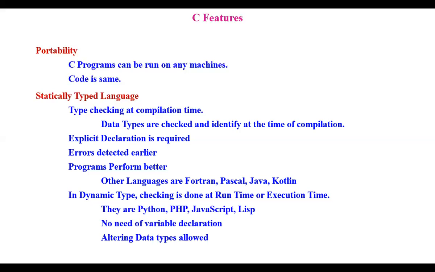Altering data types is allowed. Suppose I want to use A as a number, we can use it. Suppose A as a letter or a character, we can use that. That sort of facility is there. But when the error checking is done at the time of execution, the program execution becomes slow. The execution is faster in the case of C, these statically typed languages. Here in this process, the execution is slow.